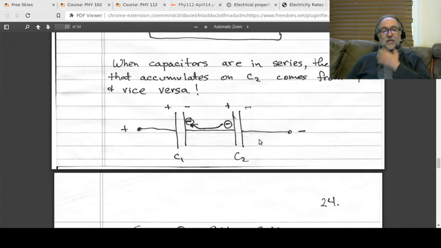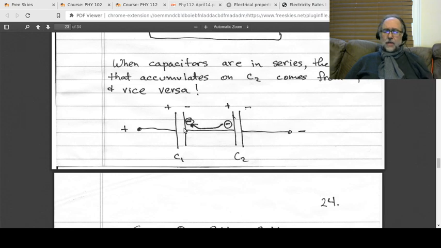Suppose that this is the negative plate of C2. Well, the negative plate is going to push electrons off of the positive plate of C2 and push them onto the negative plate of C1. For every electron that gets onto C1, it came from C2, and therefore the charge on C1 must equal the charge on C2. So let me say that again.